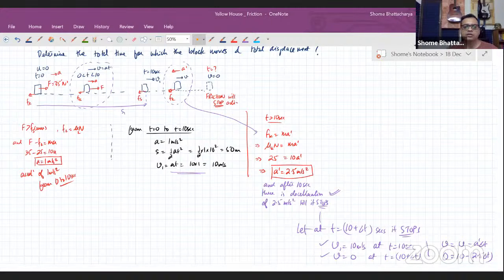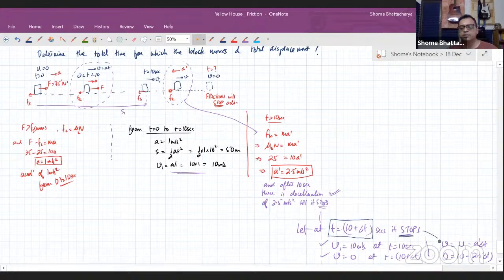So on my clock, the time will be how much? 10 plus 4, 14 seconds. Now the total time will be 14 seconds. So delta t is the time beyond 10 seconds. So that's why I've written the time like this, that at some time 10 plus delta t, it stops.